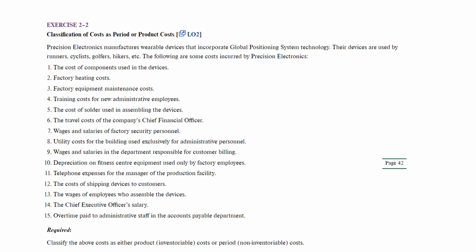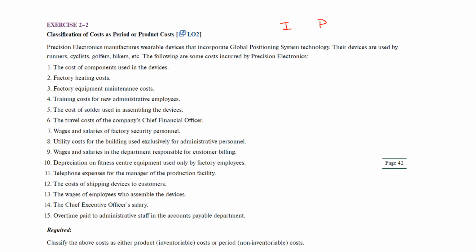So our required down below is to classify the above costs as either product, inventoriable, or period, non-inventoriable costs. So for the purposes of this, I'm going to say our product costs are I for inventoriable, and our period costs will be P. So let's start looking at some of these. So the cost of components used in devices.